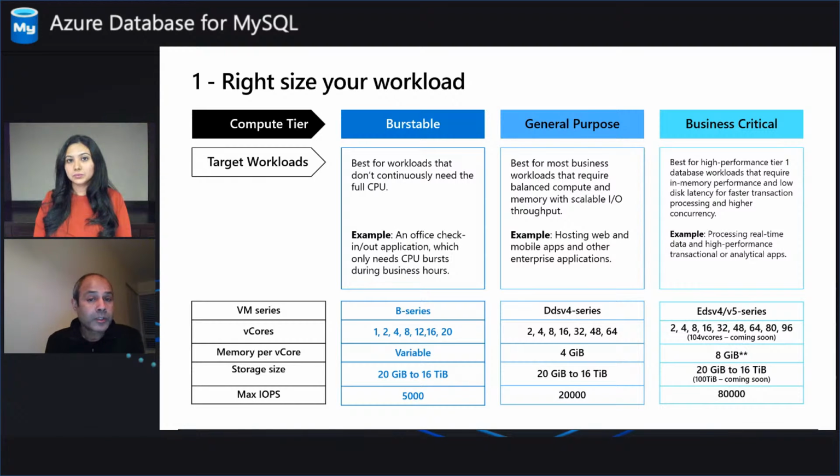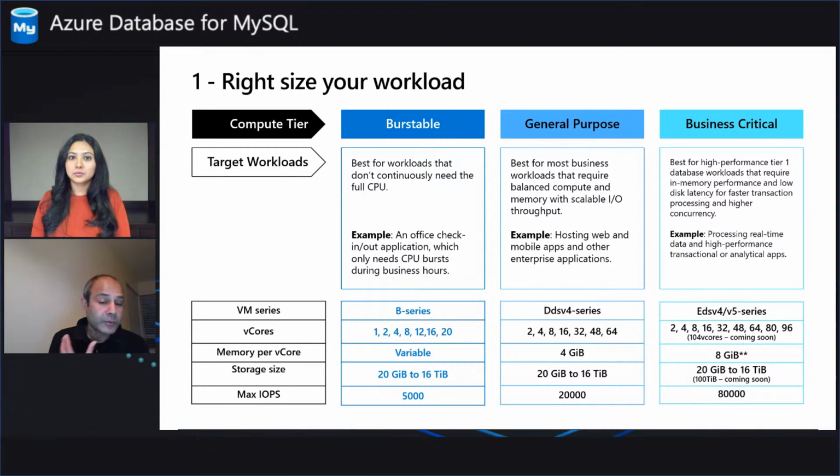Now, the nice thing about Azure MySQL Flexible Server is that you can scale up and scale down within the service tier or across service tiers. So, for example, if you start with one vCore in burstable and later on you need more compute, you can scale within the burstable service tier, or you can scale across to general purpose or business critical. And if you need to scale down, you can do the same thing as well.